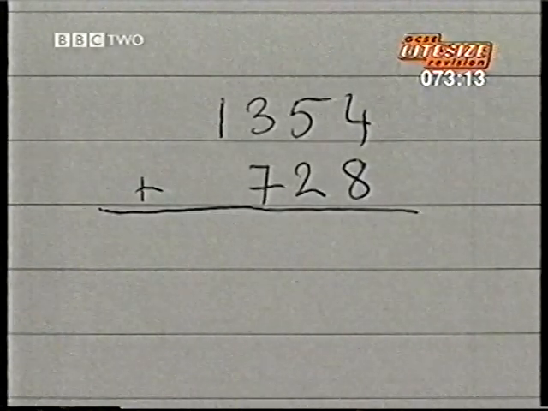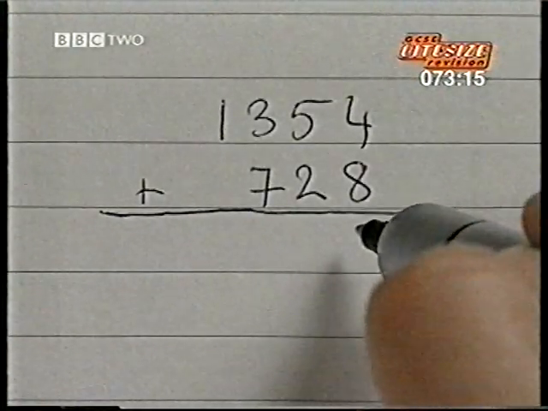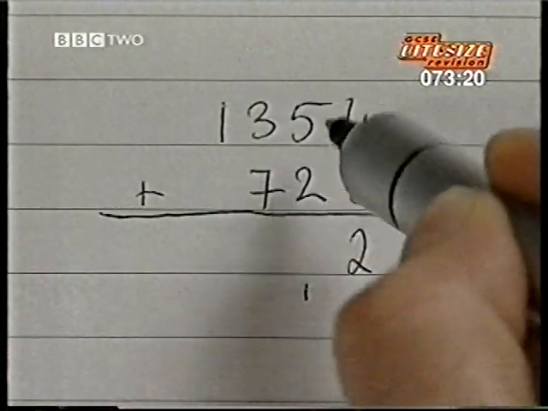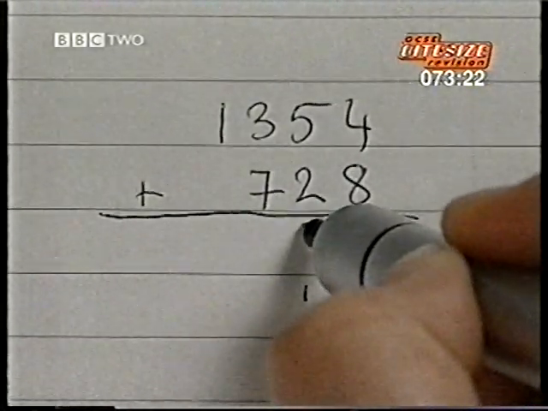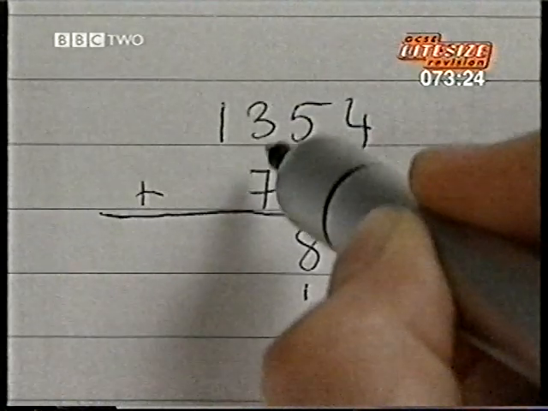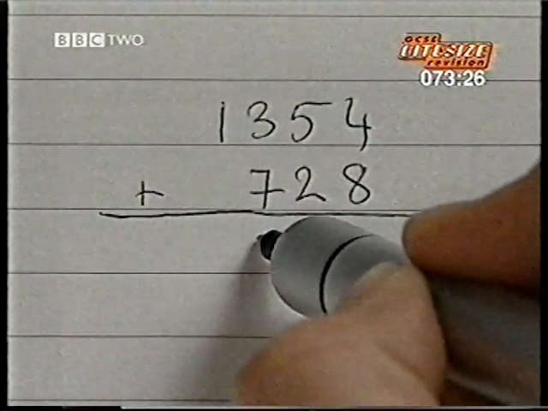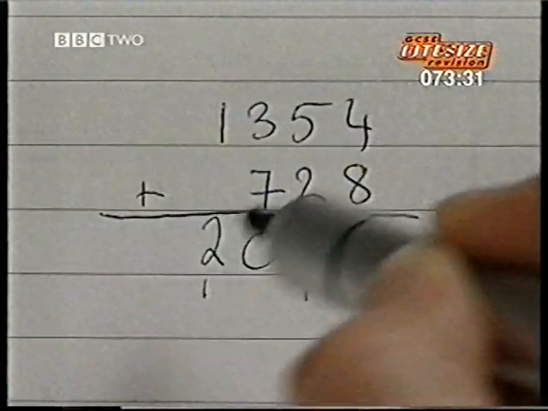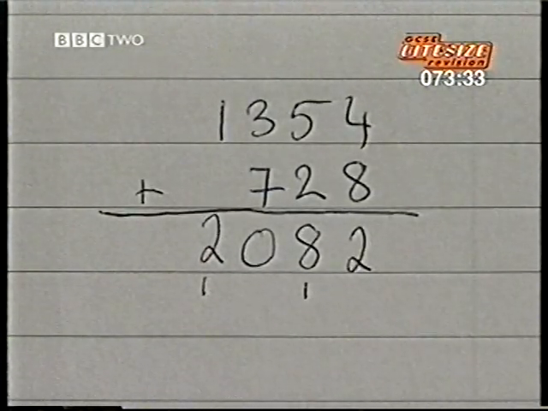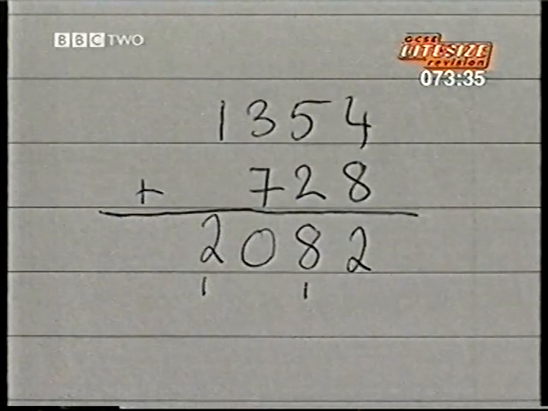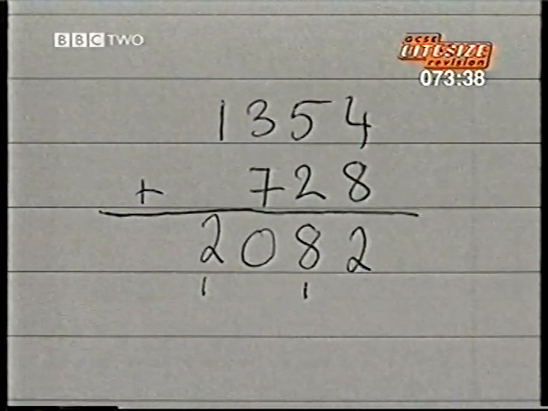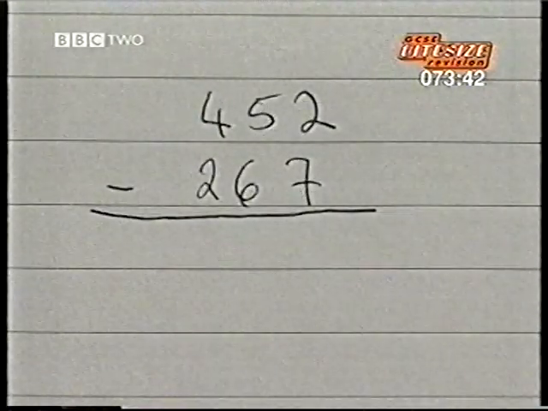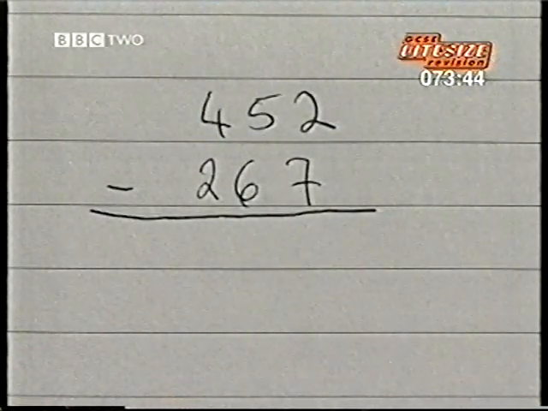When doing written addition, make sure you line up the columns correctly. Here, 8 add 4 makes 12, put down the 2, carry 1 10. 20 add 50 makes 70, plus the carried 10 makes 80. 700 add 300 makes 10 hundreds, put down the 0 and carry 1000. 1000 add 1000 makes 2000, to give the answer 2082. It doesn't matter where you put the carried numbers, but whatever you do, don't forget to include them in the calculation. This is written subtraction.